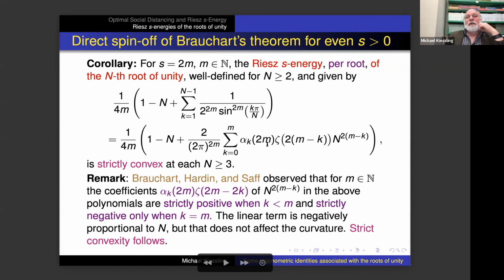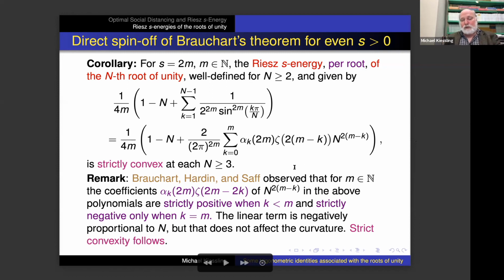And the point is that in the paper by Brauchart, Hardin, and Saff, they observed that the sign of this is determined by the zeta function. So that zeta function is only negative when k is m. These guys are always positive. So you have one negative term when k is m, but when k is m, this is a constant, so that doesn't affect the convexity. Here's another term with a negative sign, but that's a linear term. That doesn't affect the convexity either. And all the other terms have positive coefficients with positive even powers of n. So this is convex.